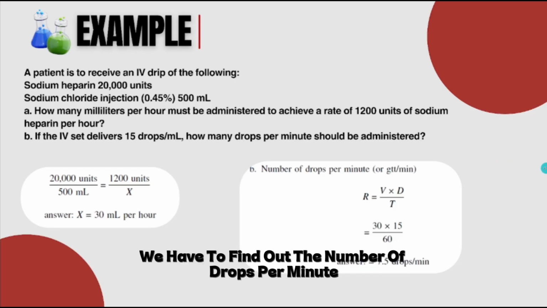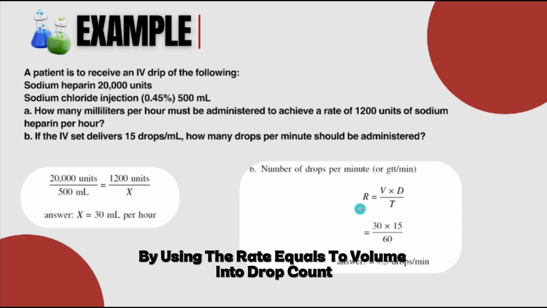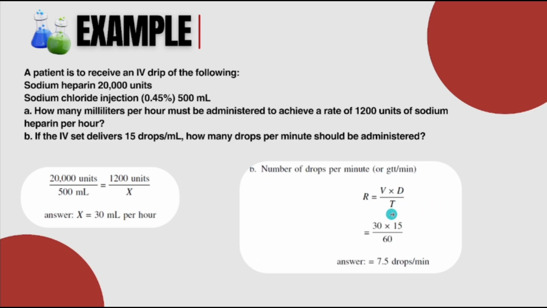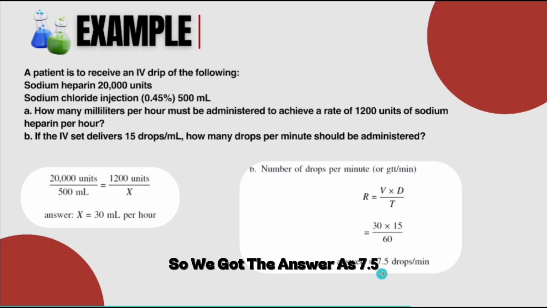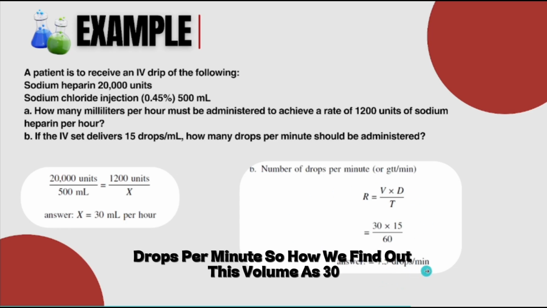So here we have to find the number of drops per minute by using the rate equals volume times drop count divided by time. So 15 drops per ml is given, 30 into 15 by 60. So we got the answer as 7.5 drops per minute.